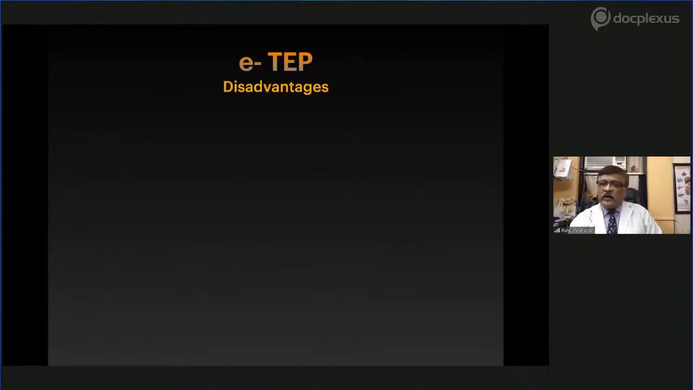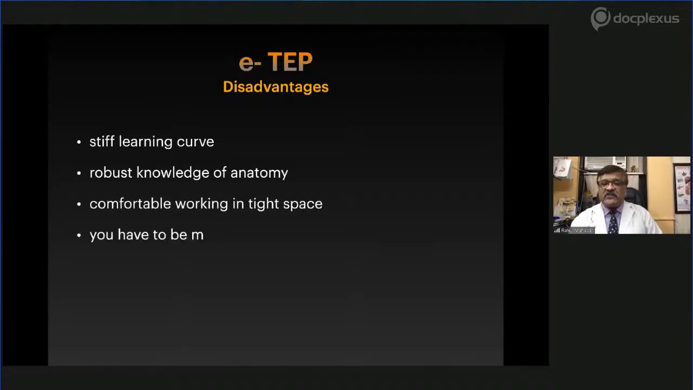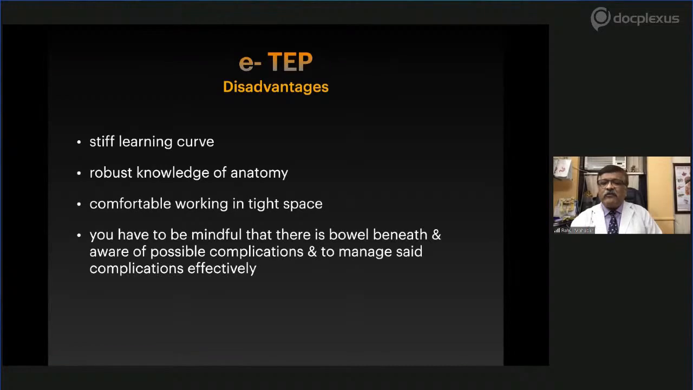Now, the disadvantages of the E-TEP procedure are a steep learning curve. Robust knowledge of the anatomy of the anterior abdominal wall is required, and one should be very comfortable working in a tight space. You have to be mindful that there is bowel beneath, be aware of the possible complications, and manage the said complications very effectively.